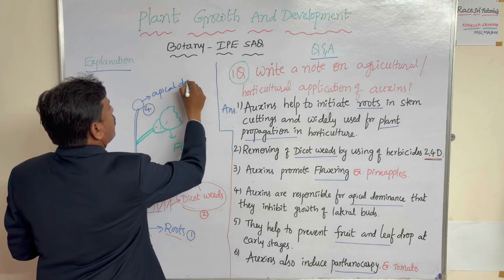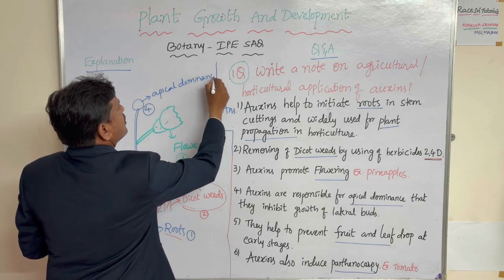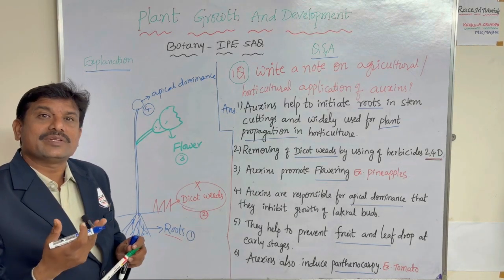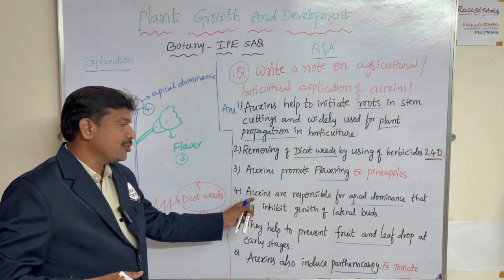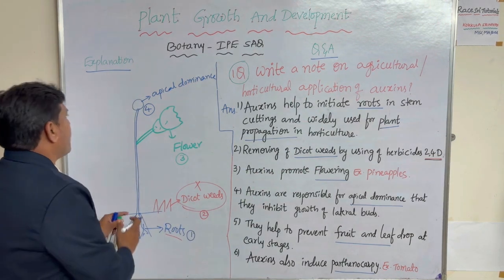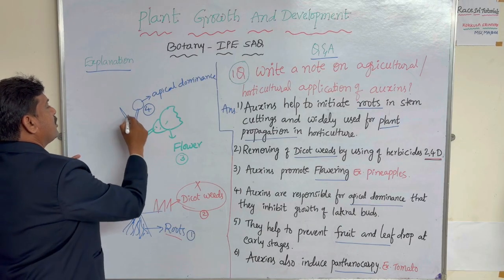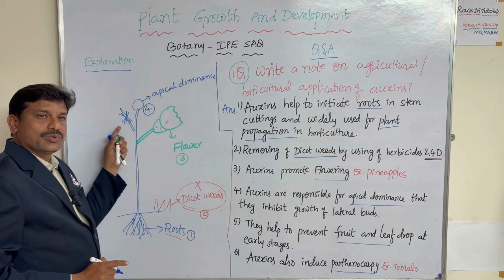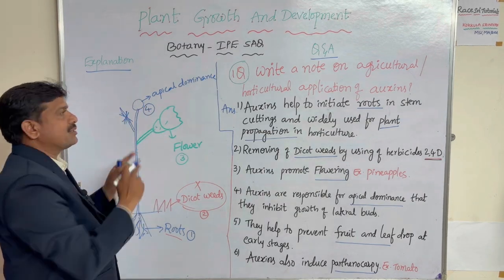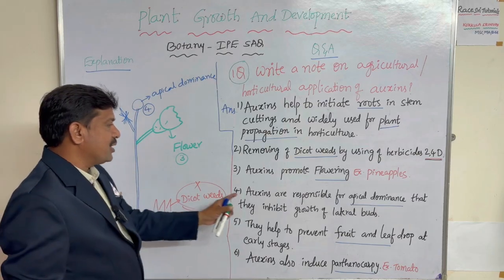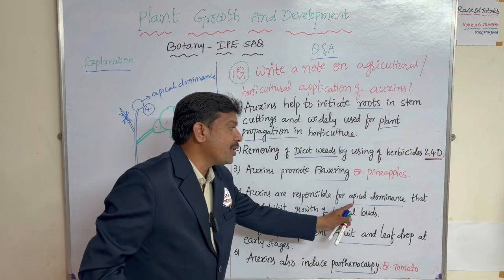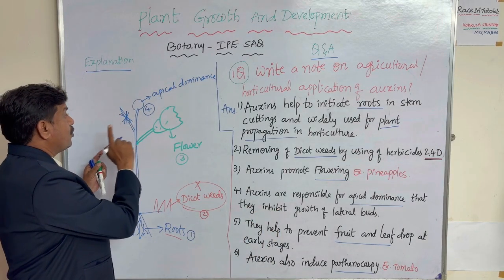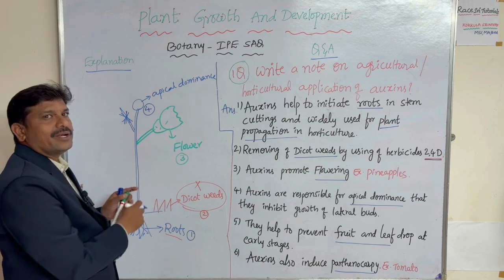Sir, how is apical dominance? We know some plants show straight growth. The hormone that causes this is mainly auxin. So the plant grows straight and the lateral shoots do not grow. Auxin inhibits the growth of lateral buds or lateral shoots, so apical buds grow straight. That is why auxins are responsible for apical dominance. That is the fourth point.